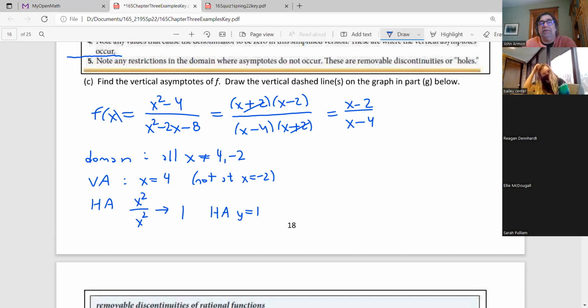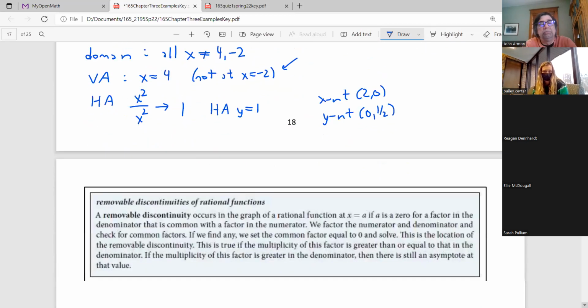These two numbers are going to help us. Actually, this number right here will help us with the x-intercept of the graph. So the x-intercept of the graph is going to be at 2, 0. The y-intercept of the graph is going to be at -2/-4, which is 1/2. So we're going to put all this information together to give us our graph. So x = 4 is the vertical asymptote, y = 1 is the horizontal, and we got these 2 points right here. And then we're going to try to figure out what's going on here at -2.